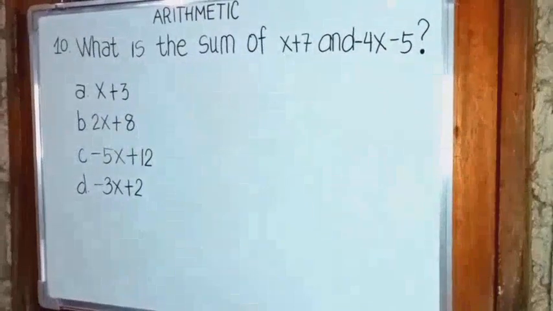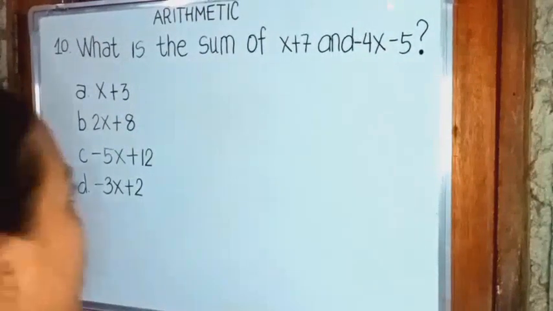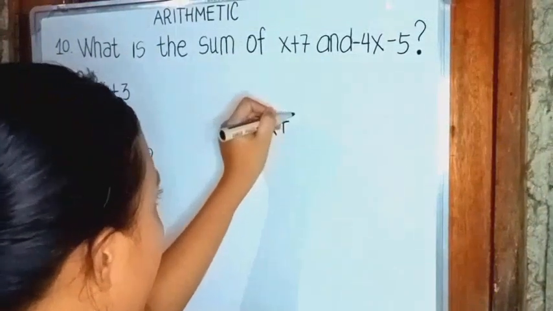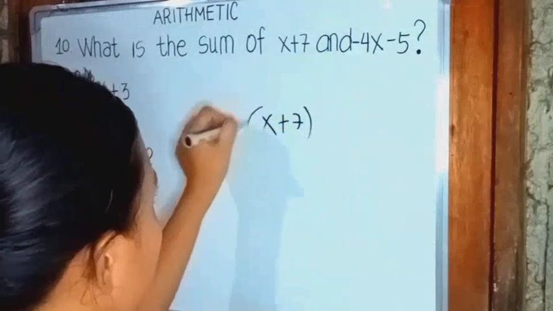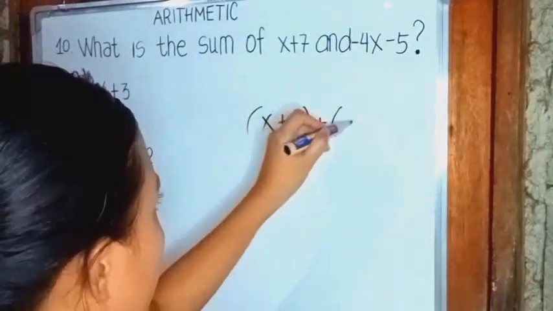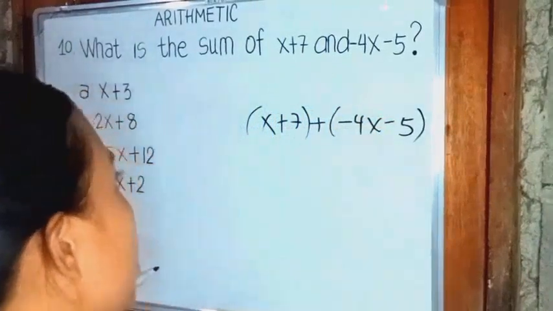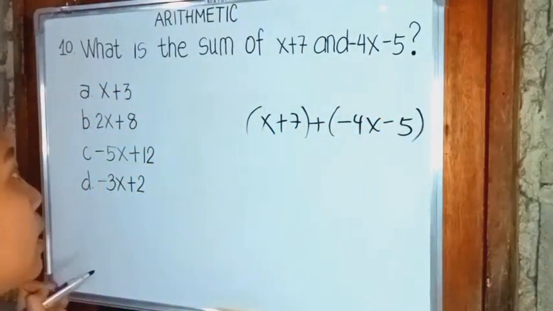What is the sum of x plus 7 and negative 4x minus 5? We have x plus 7 plus negative 4x minus 5. We need to add and combine like terms.